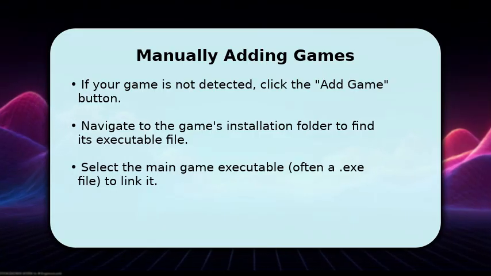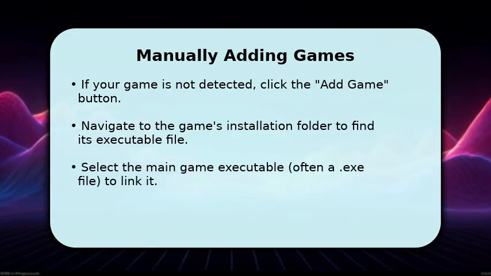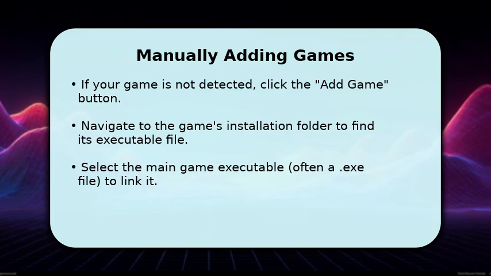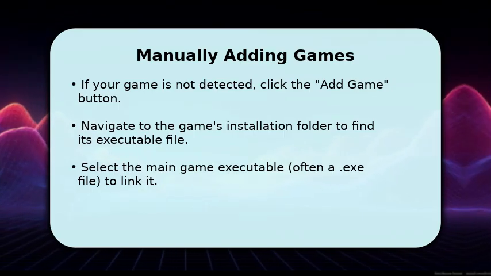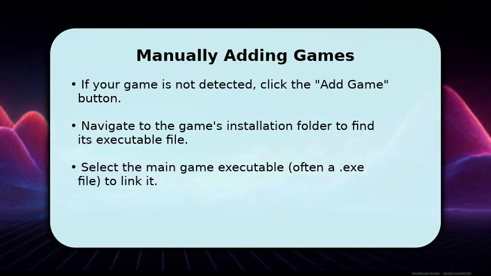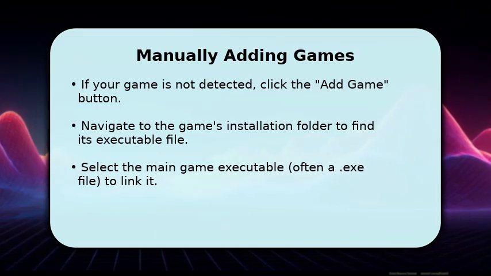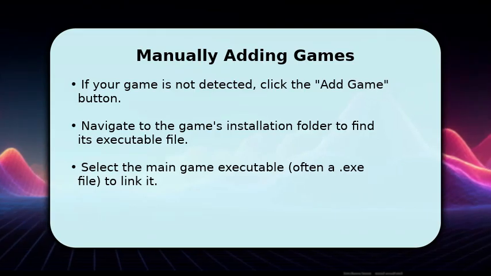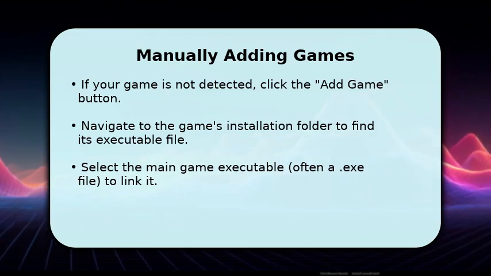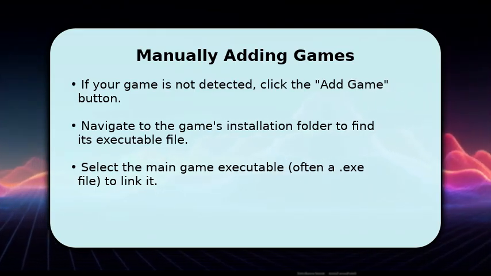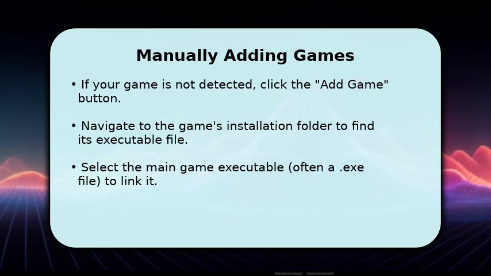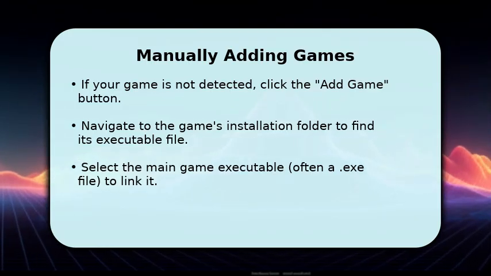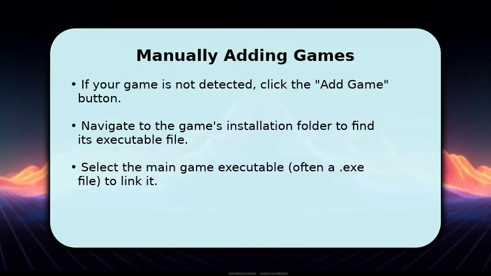Sometimes, Wemod might not automatically detect every game, especially if it's installed in a custom directory. Don't worry, manually adding a game is straightforward. Look for the Add Game button, usually located near the top right of the Wemod interface. Click it, then browse your computer's file system to locate your game's installation folder. Find and select the main executable file, typically ending in exe, to successfully add it to your Wemod library.